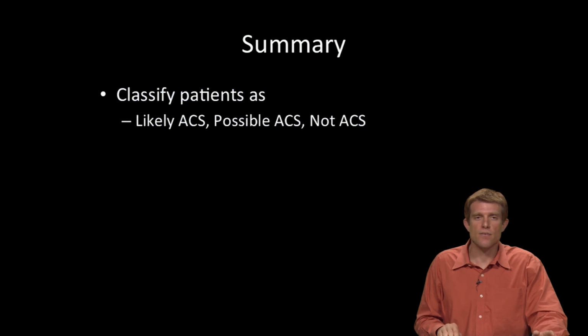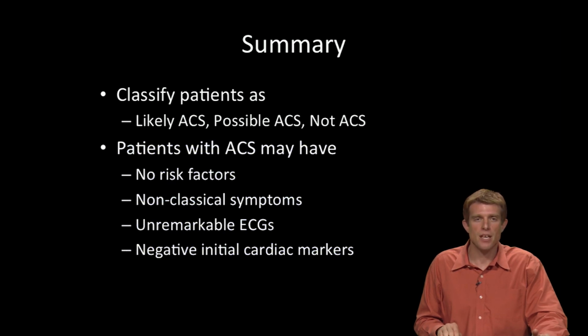So in summary, we want to classify our patients with chest pain as having likely ACS, possible ACS, or no ACS. And we want to remember some key things: that patients with ACS may have no risk factors, atypical symptoms, unremarkable or near normal ECGs, and negative initial cardiac markers.